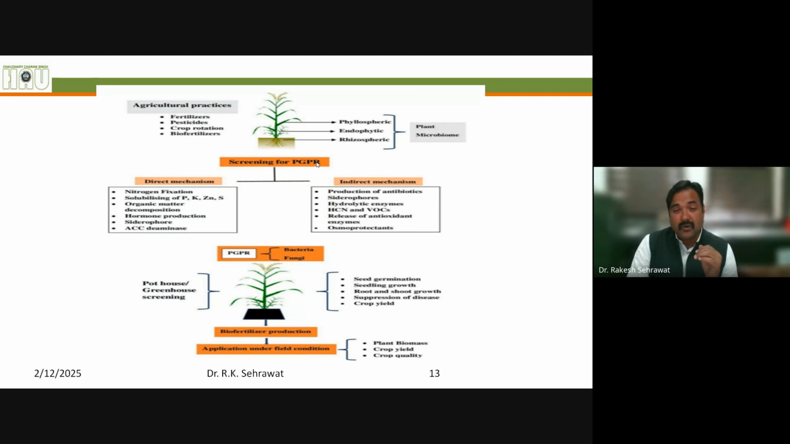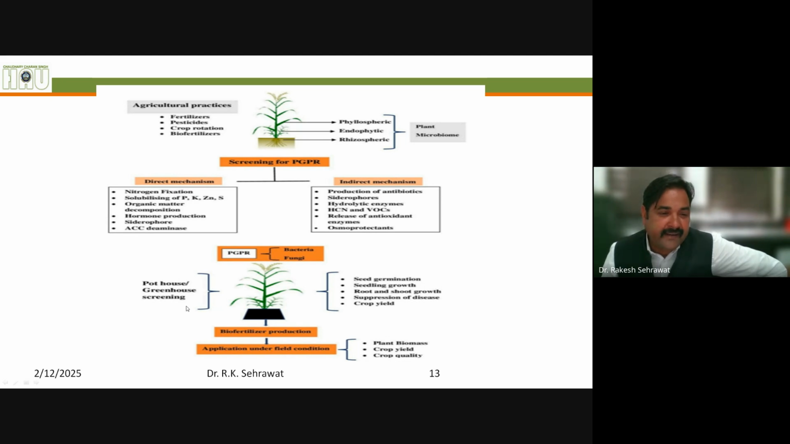Say for example, if so much cold is there, so much heat is there, the production of reactive oxygen species is increased, and the microorganisms help to reduce that by producing antioxidants, and these antioxidants sponge the reactive oxygen species, and then osmoprotectants are being released. Now the PGPR belong to bacteria and fungi, mostly bacteria. What they are contributing is they are increasing the seed germination, the seedling length, they are aiming at root and shoot growth, they are suppressing the plant diseases, and ultimately increasing the crop yield.